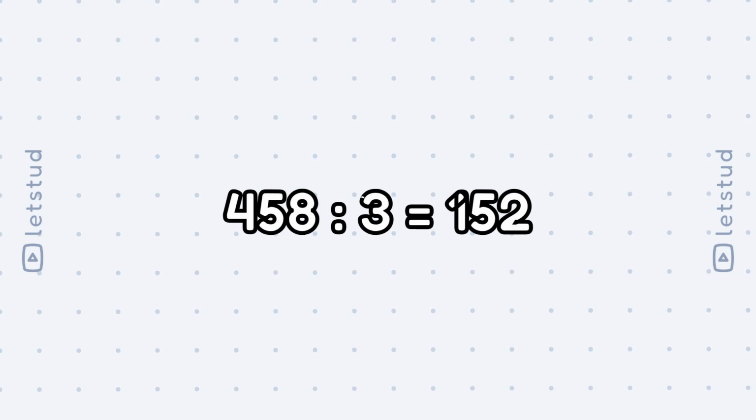We did it, we've divided 458 by 3, and we got 152 with a remainder of 2. Remember, division helps us share things equally. Keep practicing, and you'll become division superstars.